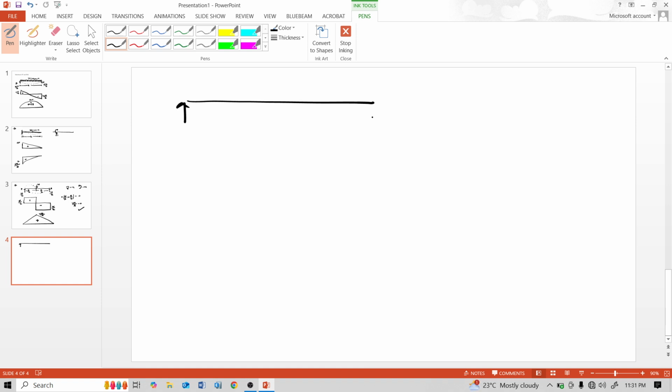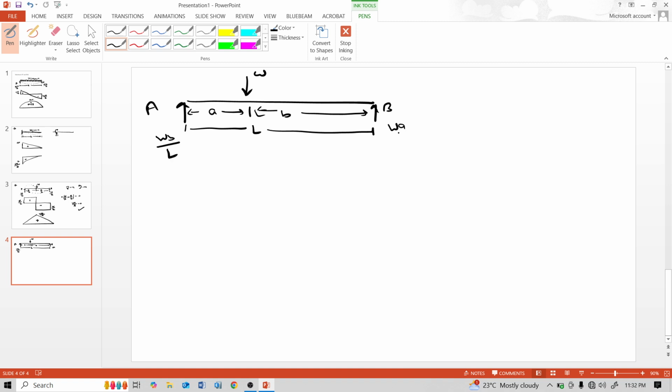Simply supported beam with reaction at A and reaction at B, and this W load acts at a distance small a from capital A and at a distance small b from capital B. Now the reaction at point A is Wb by L, where the total length of this beam is L, and at point B it is Wa by L.